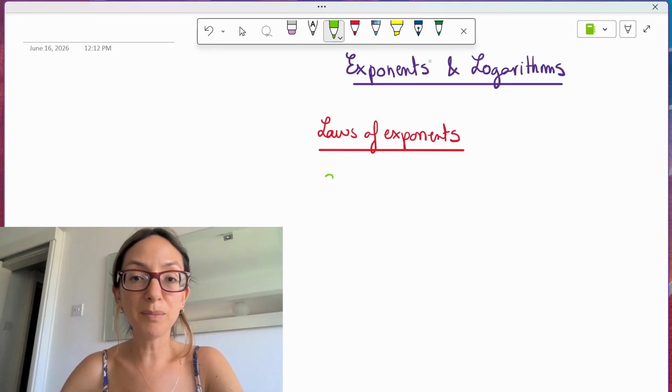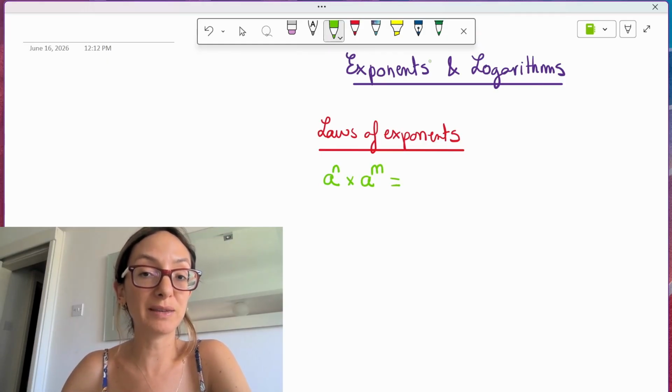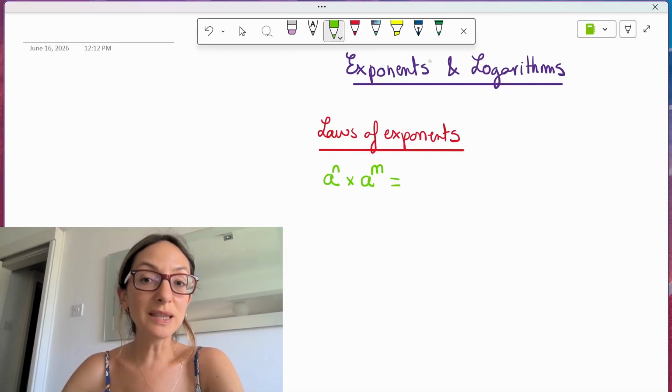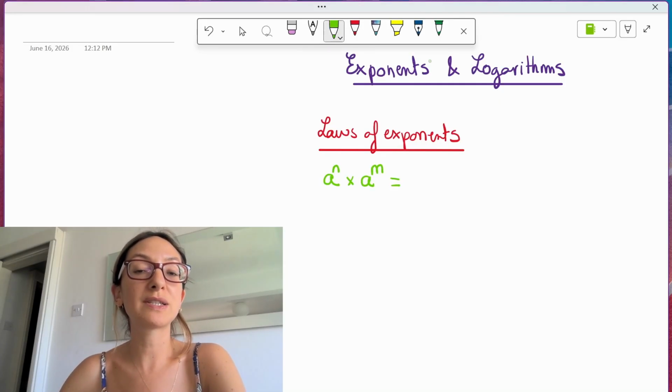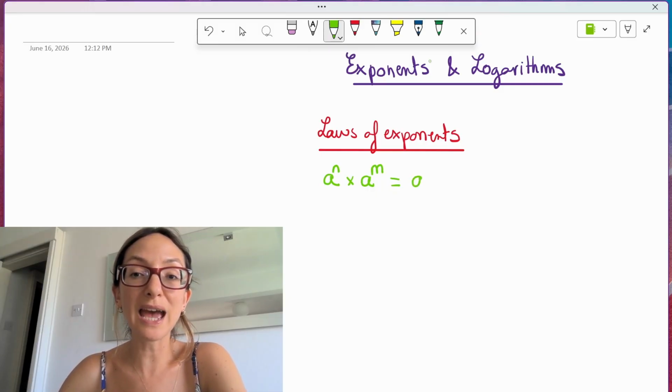So if we have a number a to the power of n times a to the power of m, we say that we have the same base here. So a is our base, it's the number that is carrying the power, and n and m are the exponents. So in this case, when we have the multiplication of the same base with different powers or even the same powers, what we do is we add the power.